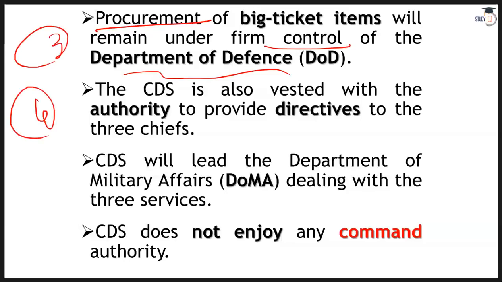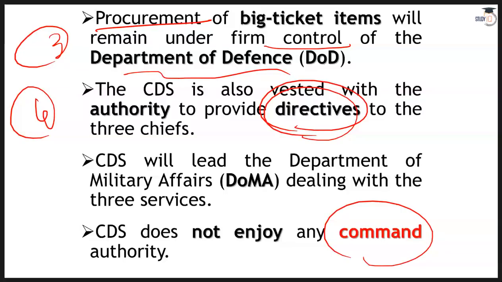Fourth one. The CDS is also vested with the authority to provide directives to the three chiefs. Now, there is a difference between directives and command. Directives is more like nudging these three chiefs, right? Command is clear authority. In the military or in defense, command basically means that you are passing orders, that you have to take this sort of action. So CDS does not enjoy any command authority. Remember, when you have the word command in your question, let me clarify again that CDS does not enjoy any command authority over the three services. This will be your point number six.